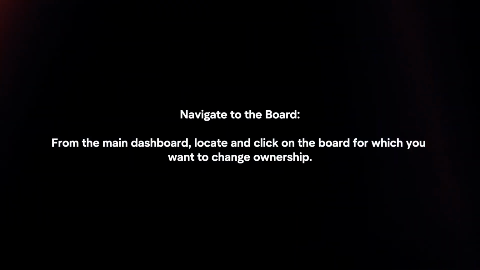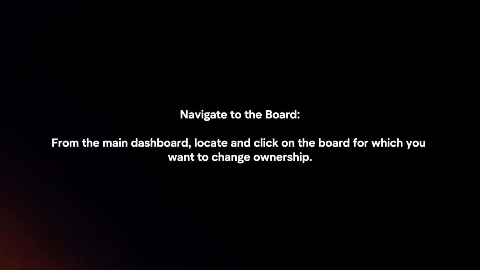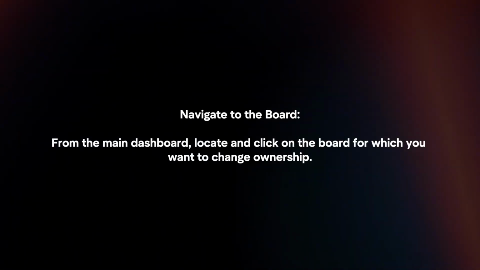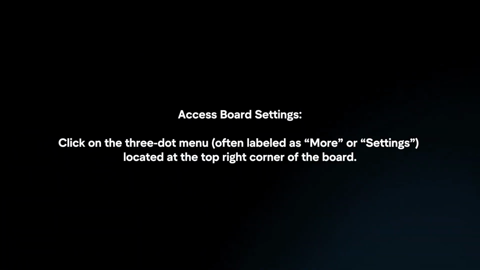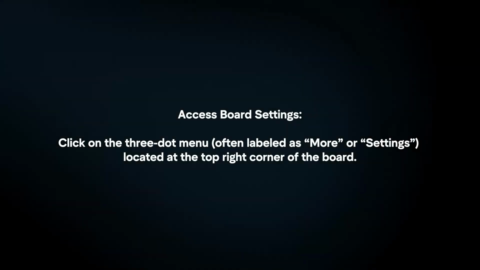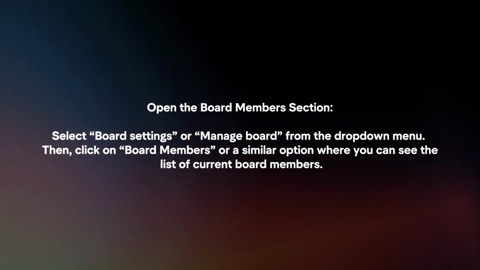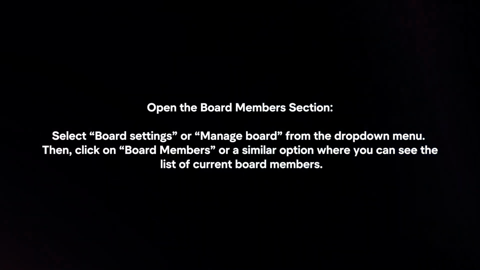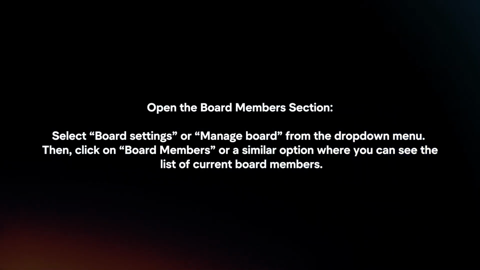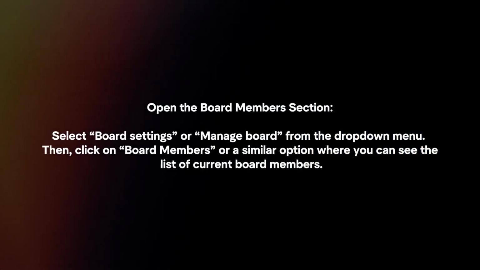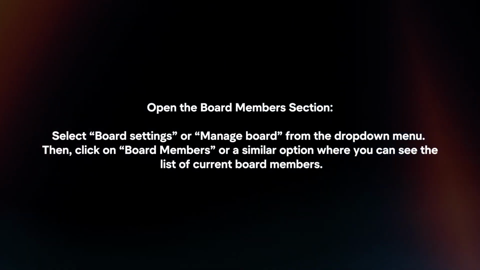Navigate to the board. From the main dashboard, locate and click on the board for which you want to change ownership. Access board settings. Click on the three-dot menu located at the top right corner of the board. Open the Board Members section. Select Board Settings or Manage Board from the drop-down menu. Then, click on Board Members or a similar option where you can see the list of current board members.